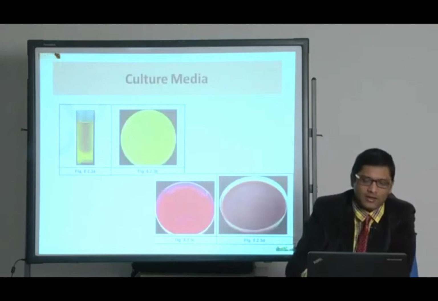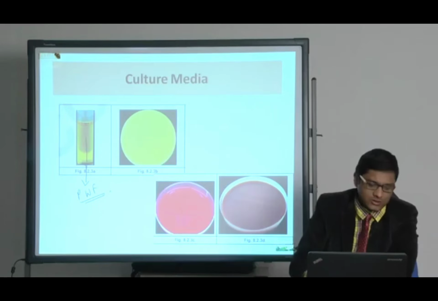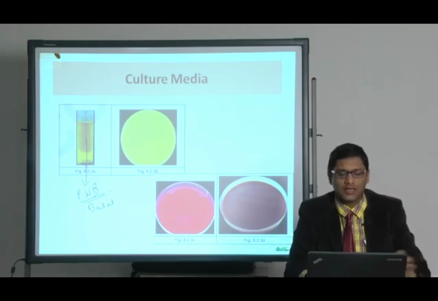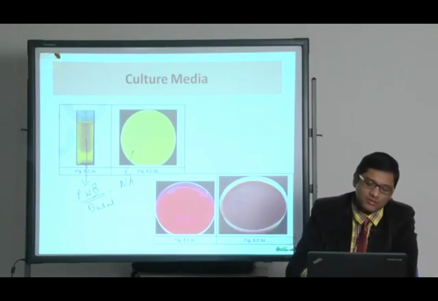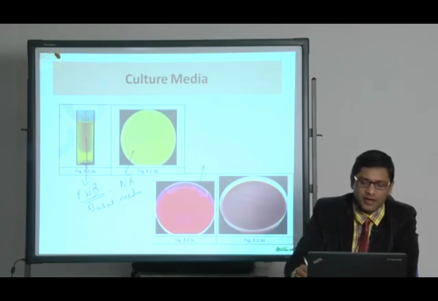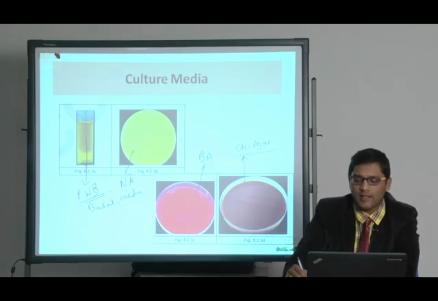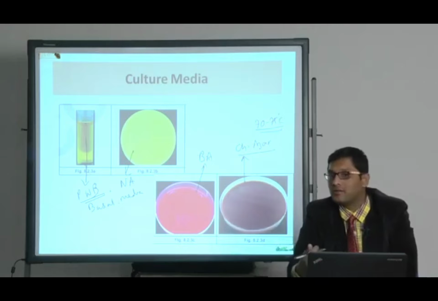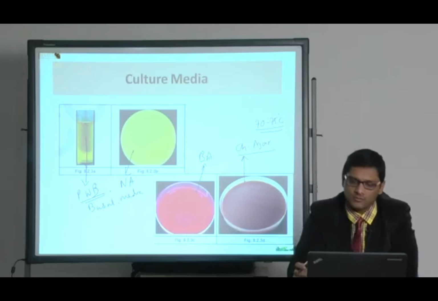Coming to the important identifying culture medium, this is the peptone water broth, first one, peptone water broth, which is used as which type of medium? Basal medium. The second one is a nutrient agar, this is also a basal medium. This is blood agar and this is chocolate agar. Chocolate agar is heated blood agar, where the blood is poured at 70 to 75 degree centigrade. The blood is poured at this temperature to the medium, that is why the blood is lysed and chocolate agar is formed.